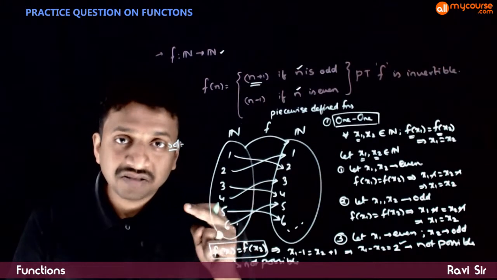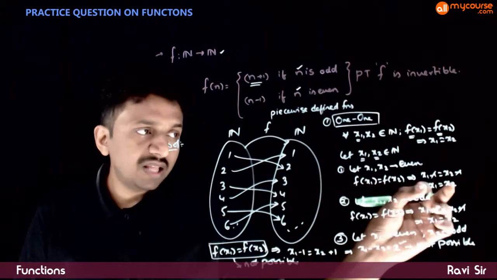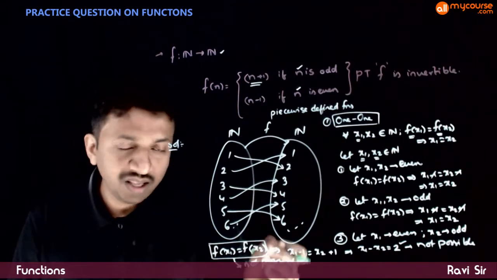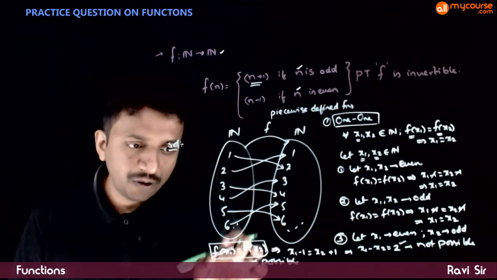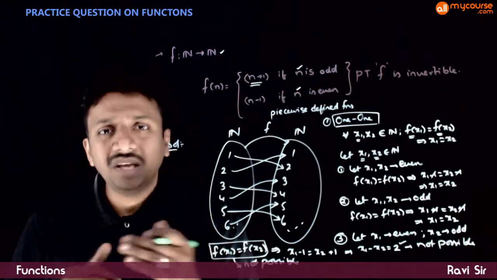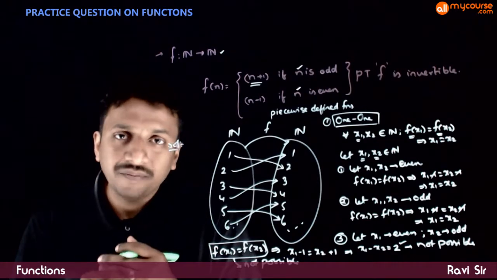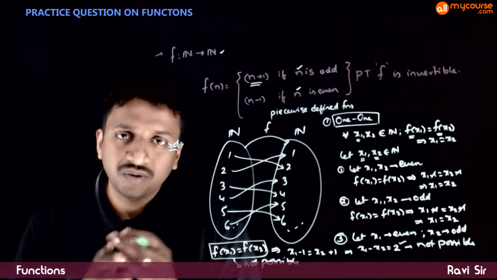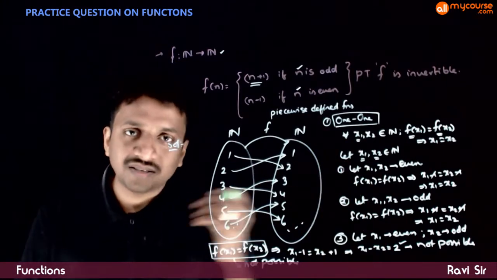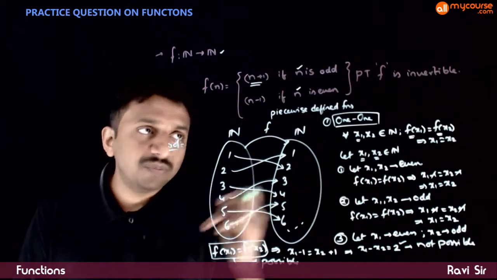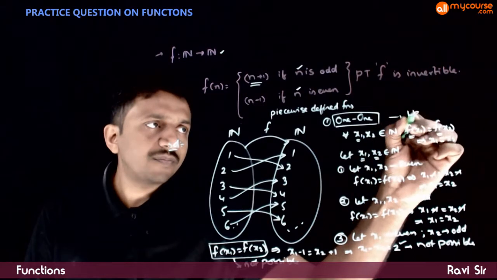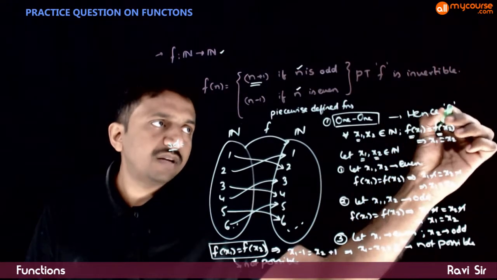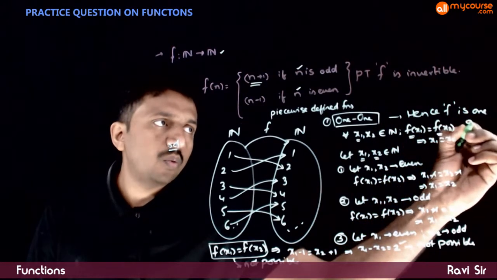So the 1-1 condition says that if this is possible, then this has to happen. Here it has been concluded that f of x1 can never be equal to f of x2, so there is no problem with the function being 1-1. Hence, in all cases, 1-1 nature has been proved. Hence, f is 1-1.